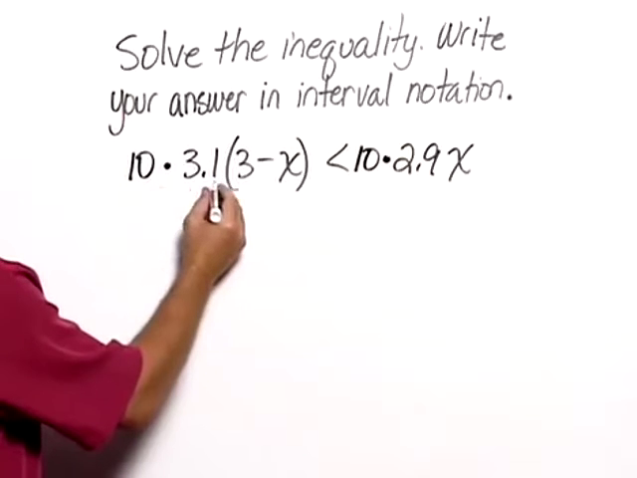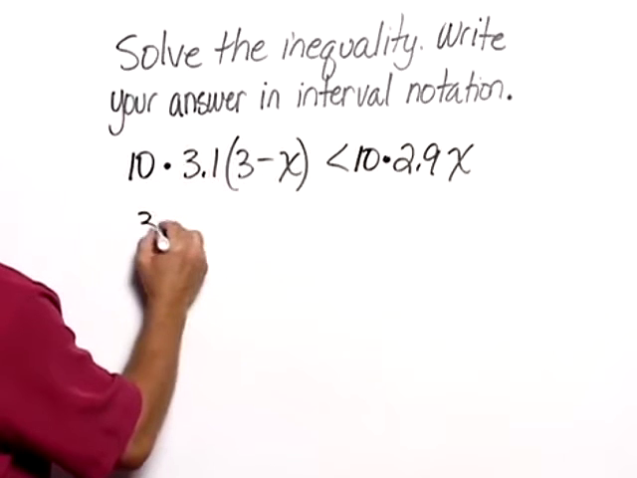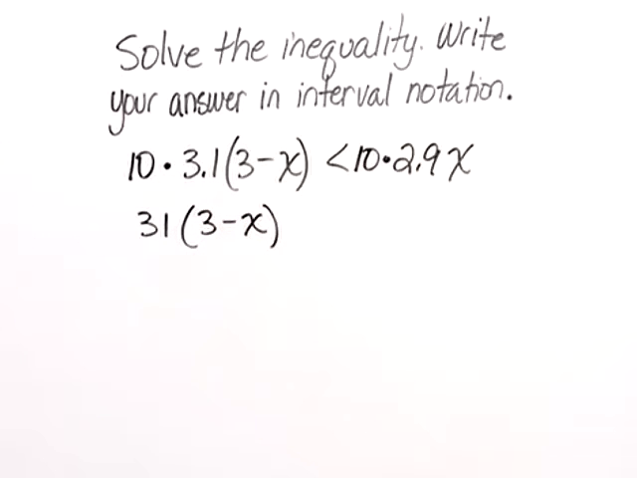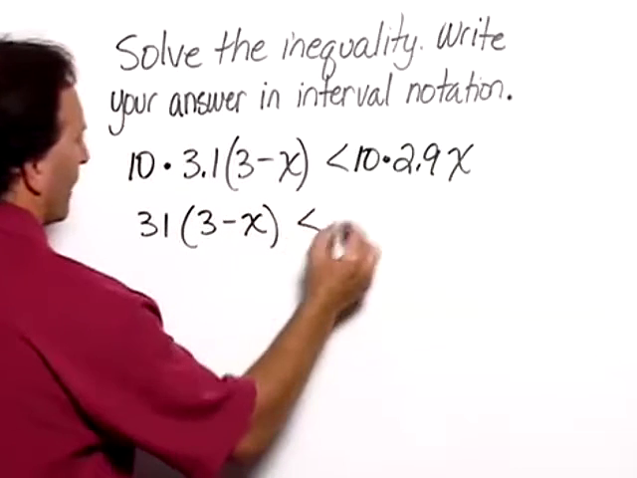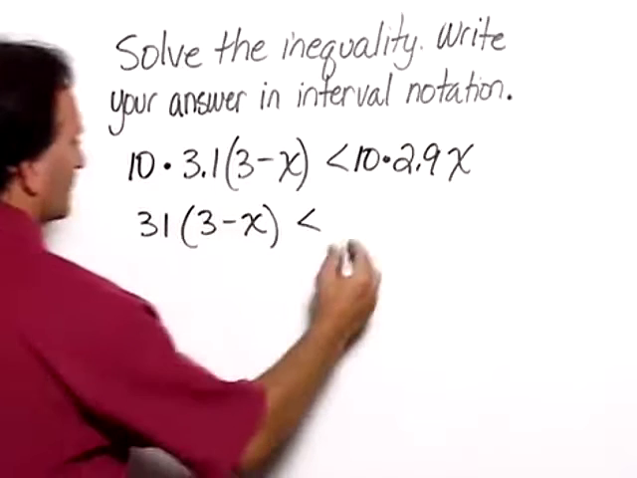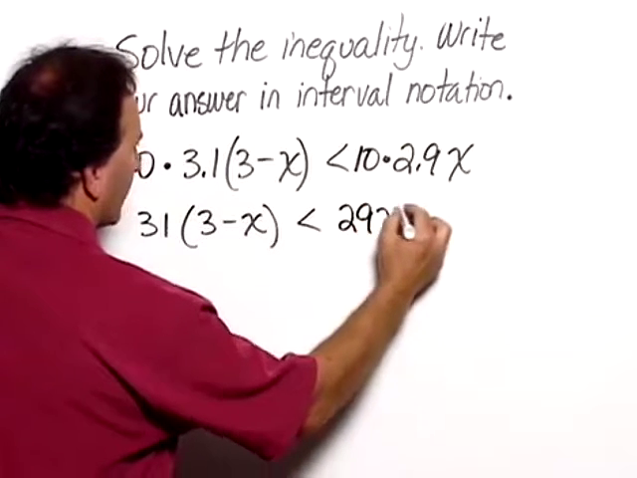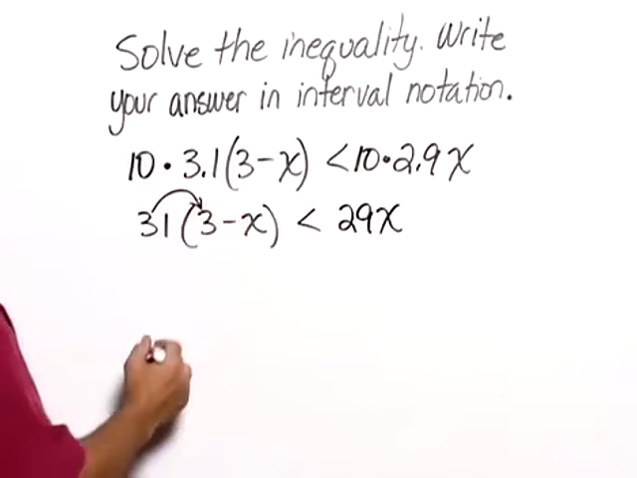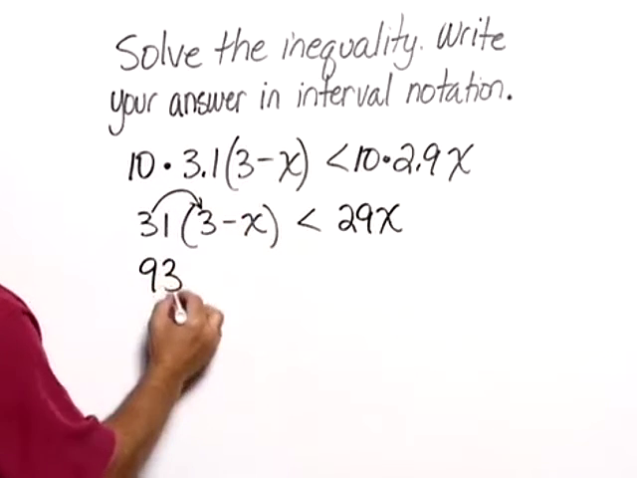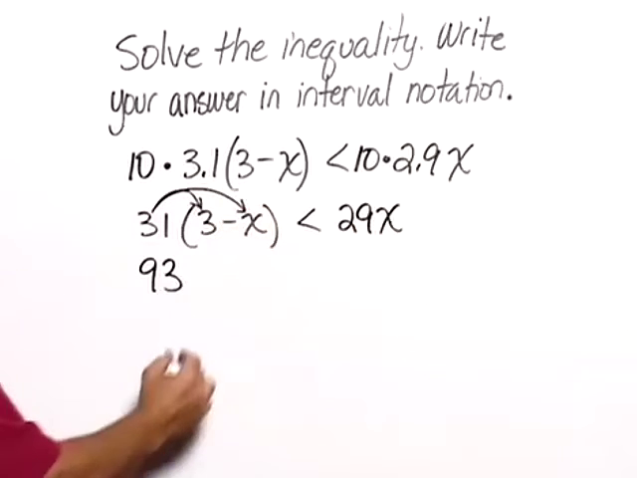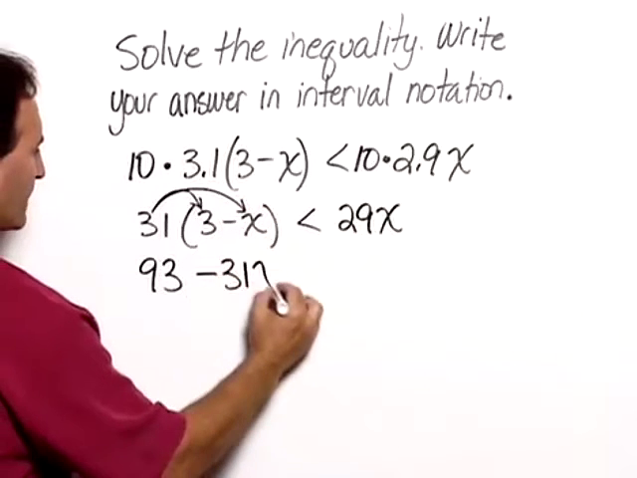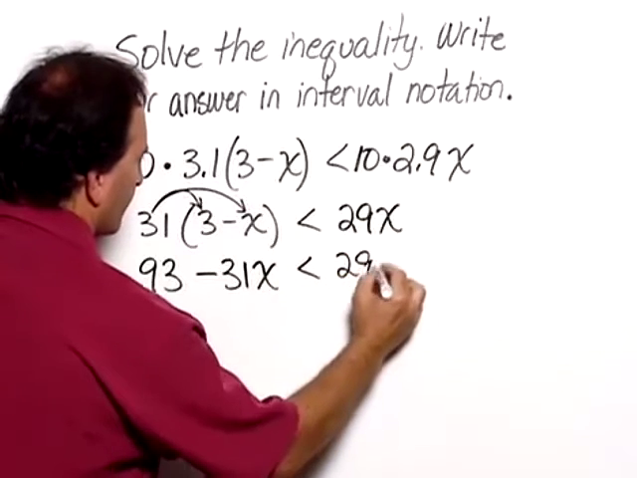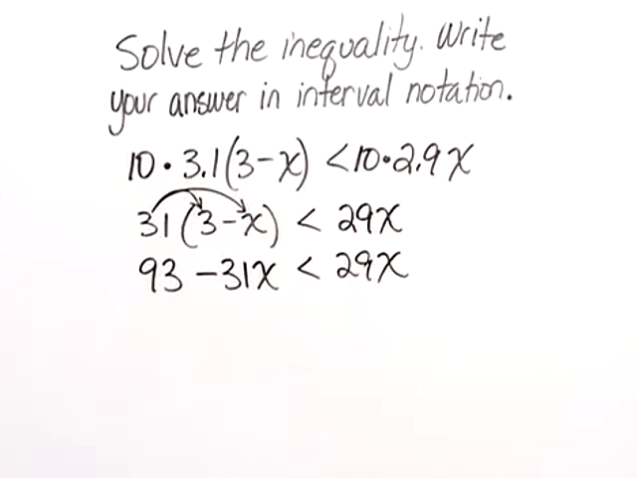Of course, on the left side, 10 times 3.1 is 31. And that's times the quantity 3 minus x. On the right-hand side, 10 times 2.9 is 29x. On the left-hand side, we need to distribute 31 times 3, which is 93, and then subtract 31 times x, which is 31x. And that's still less than 29x.